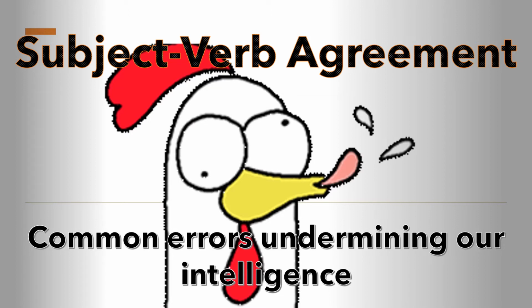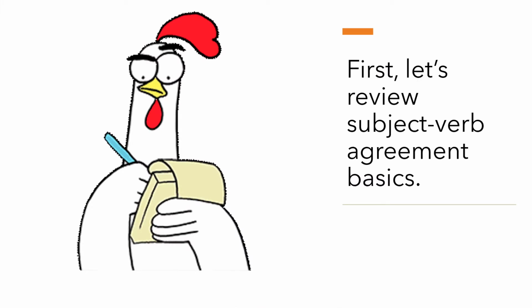Today we're going to be looking at subject-verb agreement, common errors undermining our intelligence. Yes, a very, very important topic, guys. All right, first, let's quickly review subject-verb agreement basics. And please don't think, yeah, yada, yada, I know this stuff, and go ahead and turn it off. You just hang in there. I promise I'm going to review something that you use or say incorrectly.